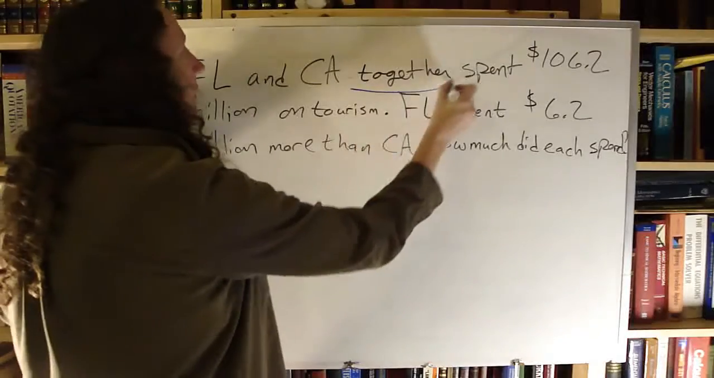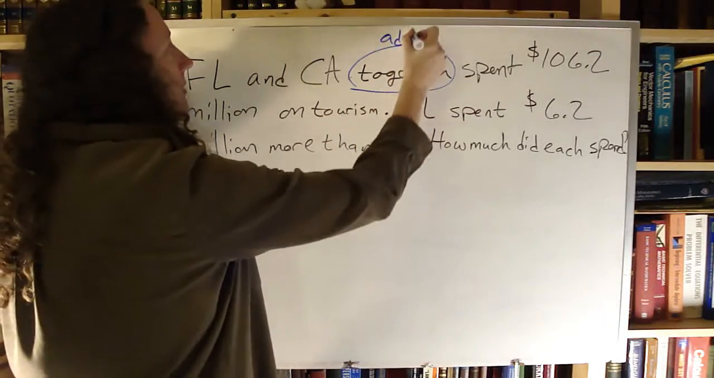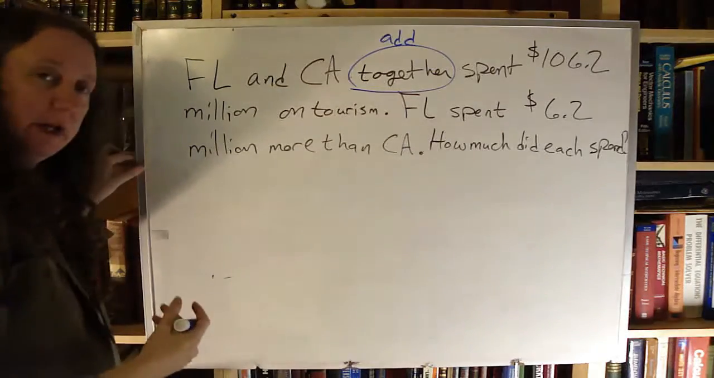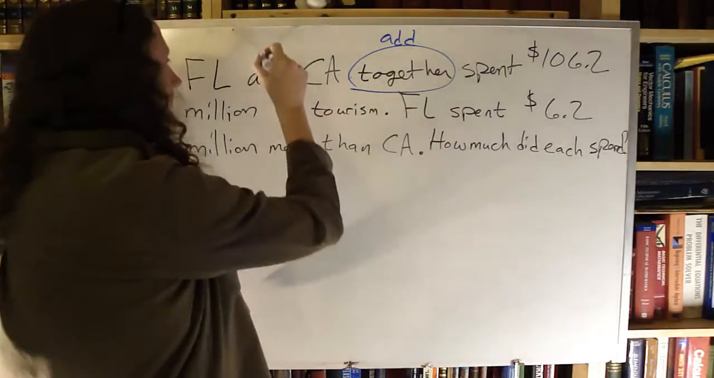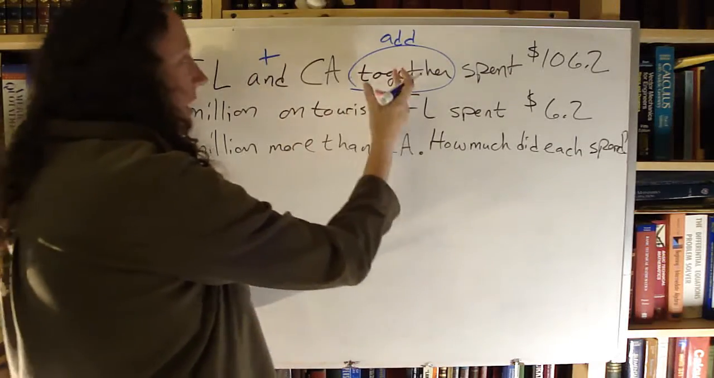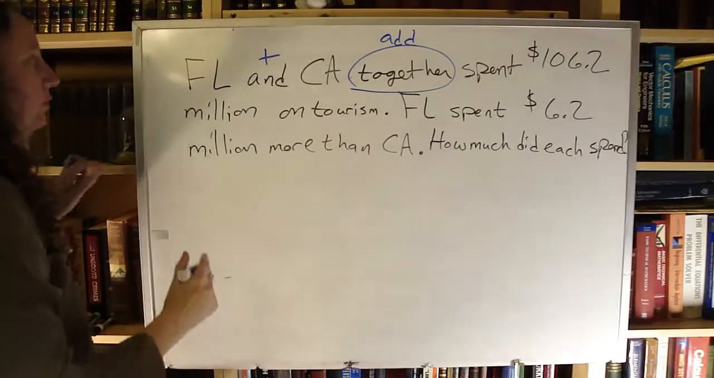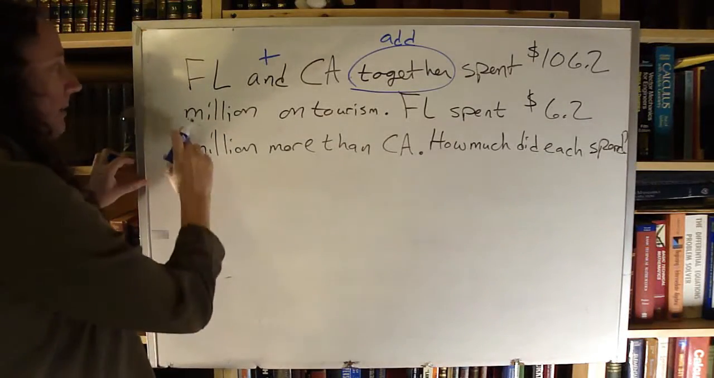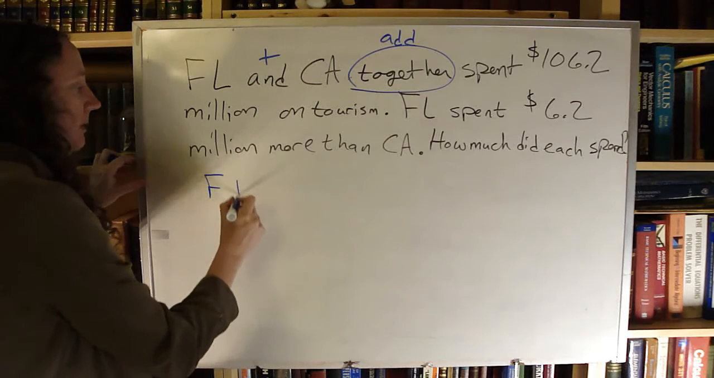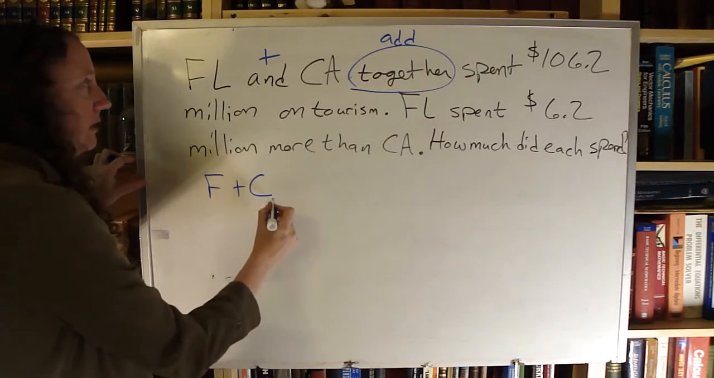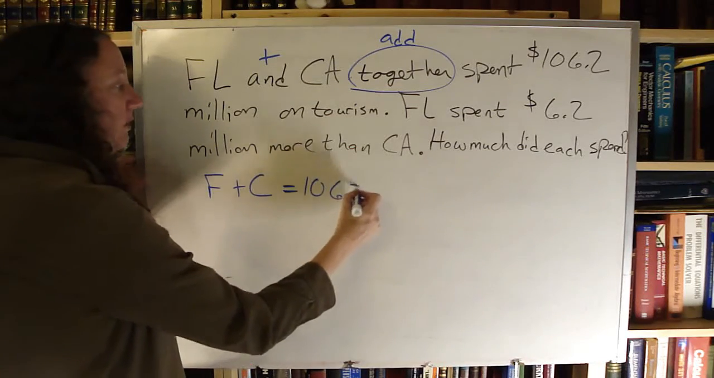So together, that means that we're going to add, just like if we had the word total, we would add. So Florida plus California added together spent 106.2 million. I'm going to leave the million out of this. So I have Florida plus California is 106.2.